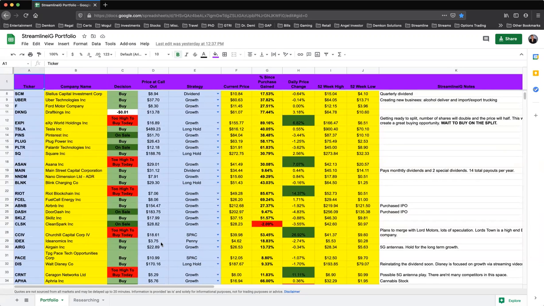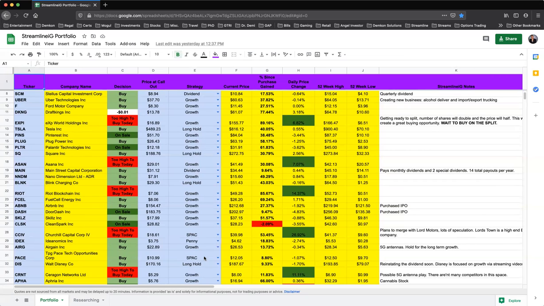Ideanomics is just that. We bought it at $3.75. It's currently at $4.62. We've had 18 or almost 19% profit. We're still holding on to it for a little while, but not long. The key here is the more shares of penny stocks you have, the more money you can make short term.